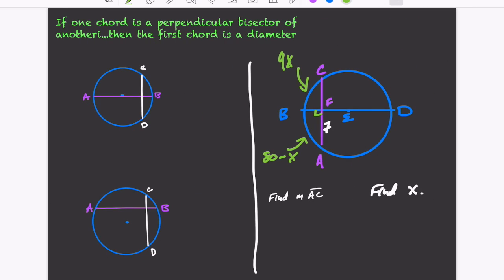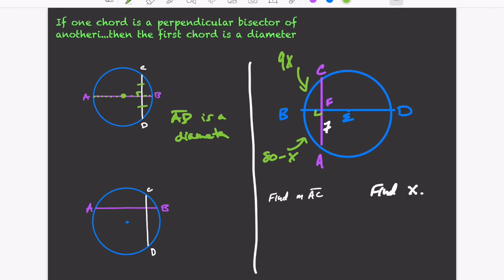So, a couple more things. If one chord is a perpendicular bisector of another, then the first chord is a diameter. And this makes sense because if you look at AB here and CD, we're saying this is perpendicular. We're also saying this is getting bisected. And if that's getting bisected, it means that AB must be running right through the middle. And if it's running right through the middle, it's going through the center, and if it's going through the center, then it's a diameter, right? So chord AB is a diameter.